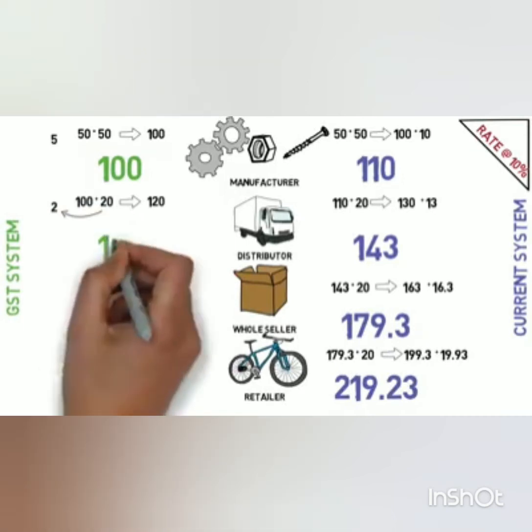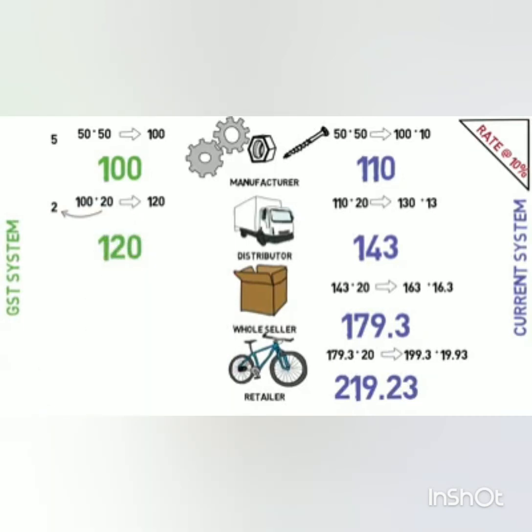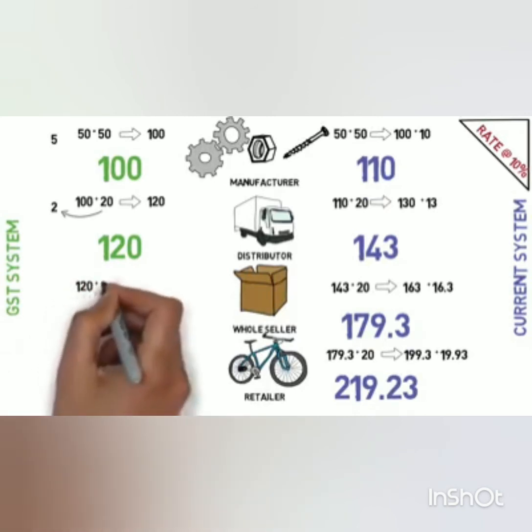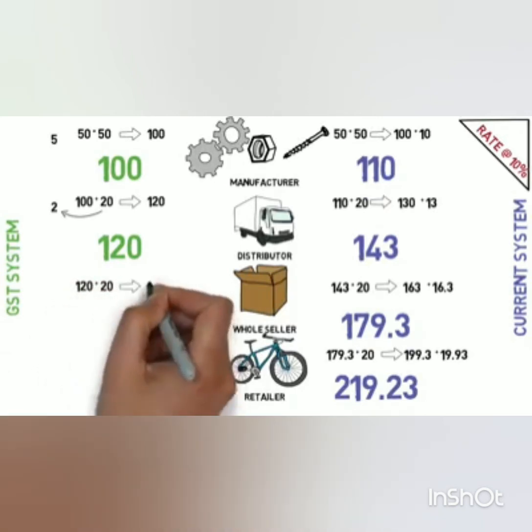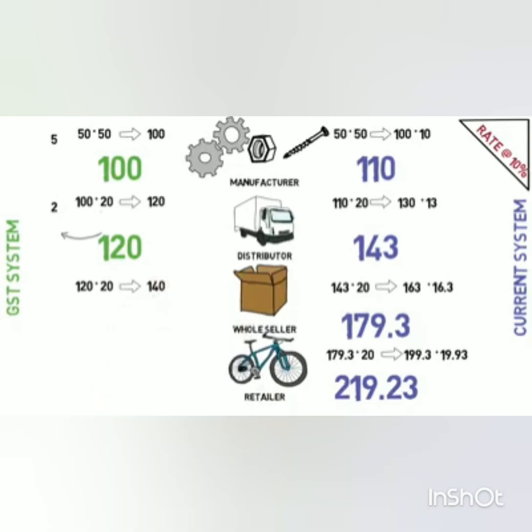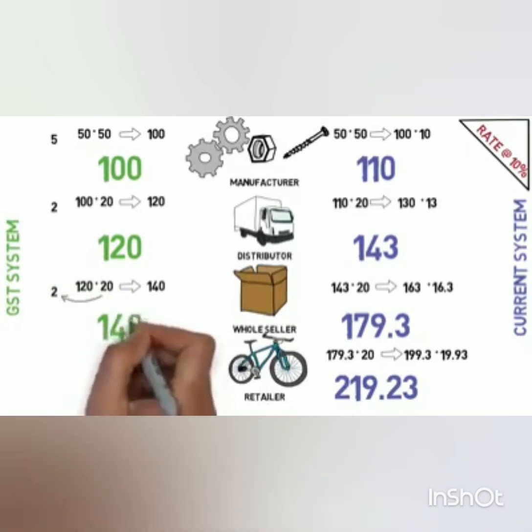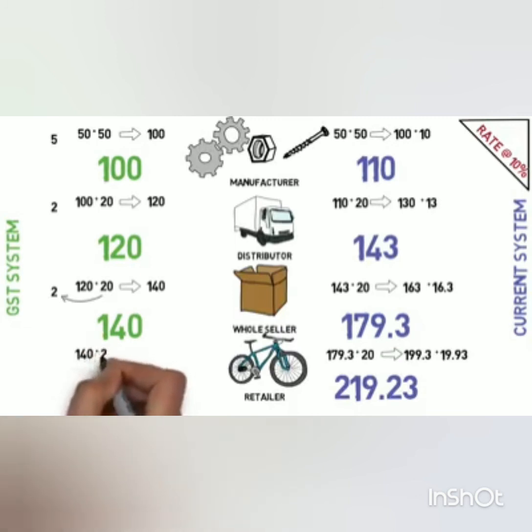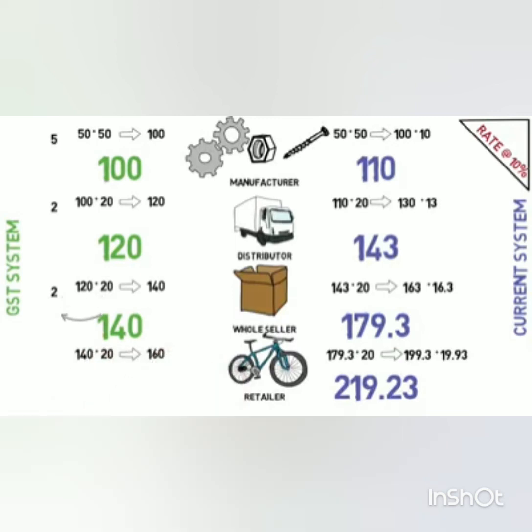The wholesaler buys the product for 120 rupees and follows the same pattern, adding 20 rupees as his profit, and the price becomes 140, and pays a tax of 2 rupees on his profit of 20 rupees. The retailer buys the product for 140 rupees, adds a profit of 20 rupees, pays taxes of 2 rupees on his profit of 20 rupees and raises the final consumer price to 160 rupees. So, if the prices are compared, the product is 59.23 rupees cheaper in the GST system than in the current system.